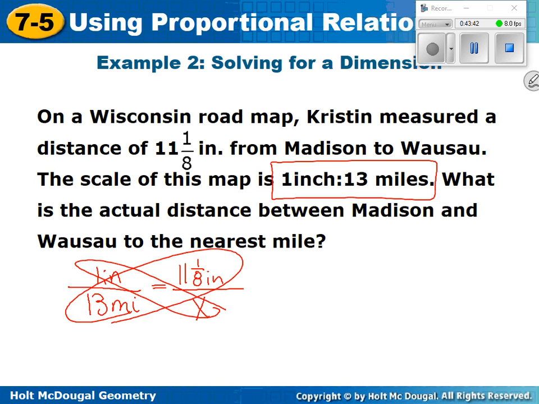So we have 1 inch times X equals 13 miles times 11 1/8 inches. Now, would you like for me to pull my calculator back out and show you how you can type in that mixed number easily? Okay, so we're going to multiply that 13 times 11 1/8. I don't know why I didn't just minimize that. Note for today.